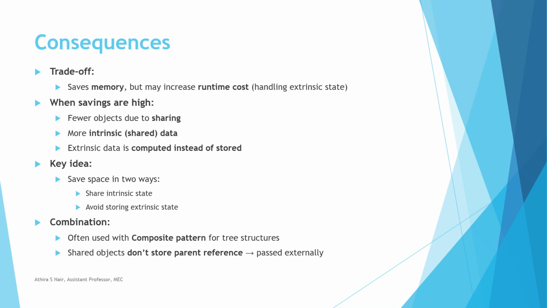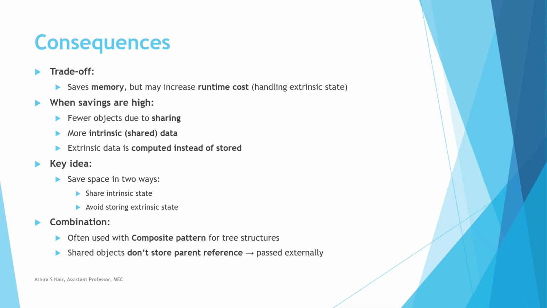So flyweights may introduce runtime cost associated with transferring, finding, or computing the states. Such costs are offset by space savings, which increase as more flyweights are shared. So storage savings are a function of several factors, like the reduction in the total number of instances, the amount of intrinsic state, and whether extrinsic state is computed or stored. So the more flyweights are shared, the greater the storage savings.